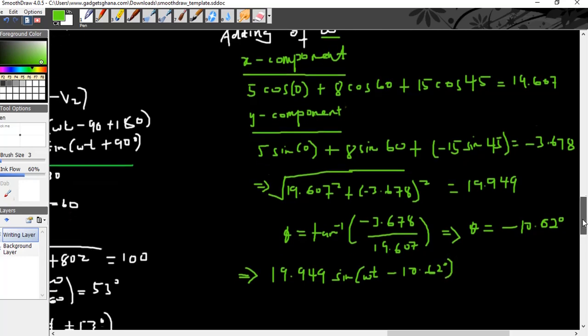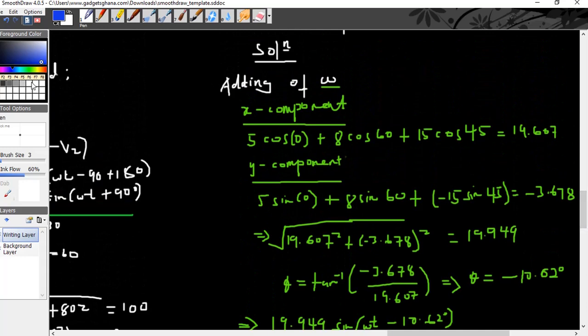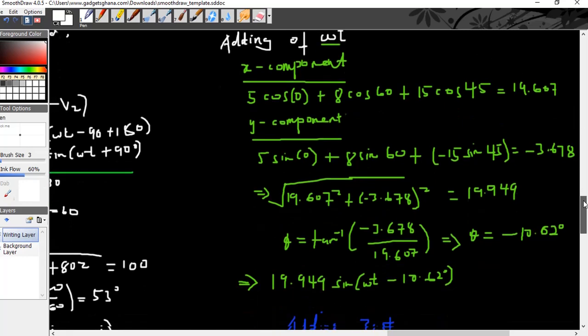Now let's take a look at the second portion of the calculation. So we are taking the 3WT. Let me use a different color. Right, so adding this portion, so we have adding 3WT. Okay, so from here you could just say that you could add your t. Okay, so let's proceed.